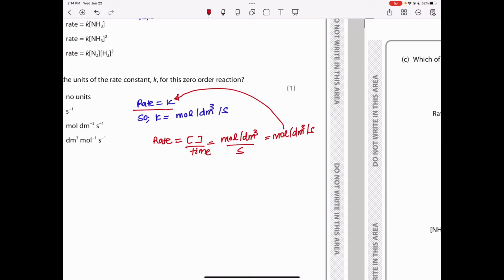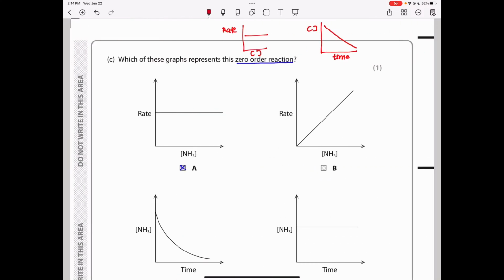Let us go to the next question. Part D says, which of these graphs represents a zero order reaction? One thing we need to know is to first look at the axis. Here we have rate and concentration. For zero order reactions, the graph can either be rate against concentration, which is a flat line, or concentration against time, where we have a straight slanting line like that. So this is zero order and that is for zero order.